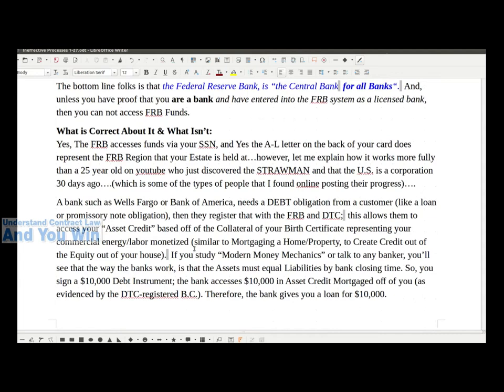The bank doesn't make money just because it can tap into the Federal Reserve Bank. Chase Manhattan Bank and Bank of America do not just tap into the Federal Reserve Bank and get free money and then pay their executives, CEOs, vice presidents, and employees through that. That's not what happens at all.